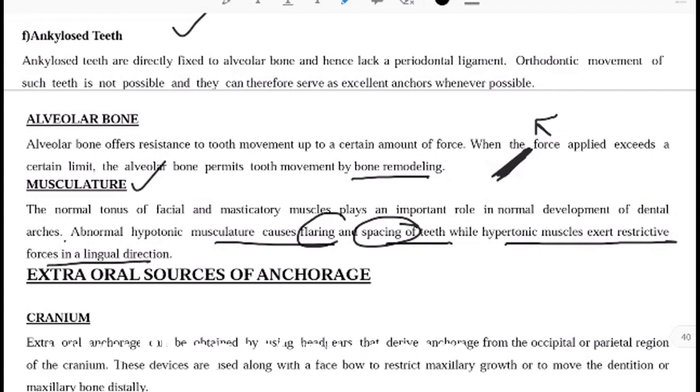If you have hypertonic muscles at the same time, they will always exert a restrictive force in a lingual direction.